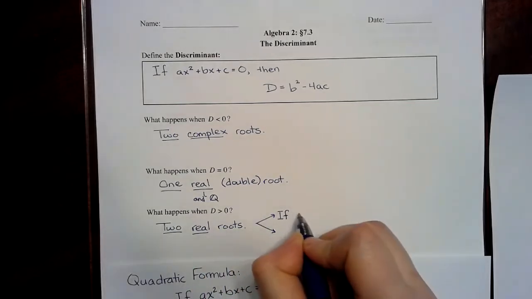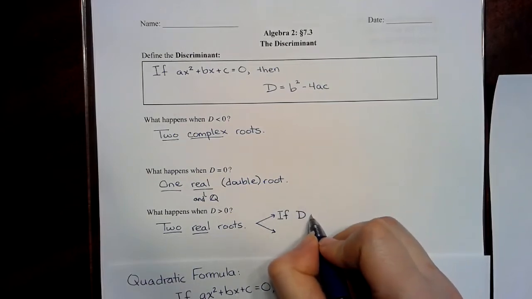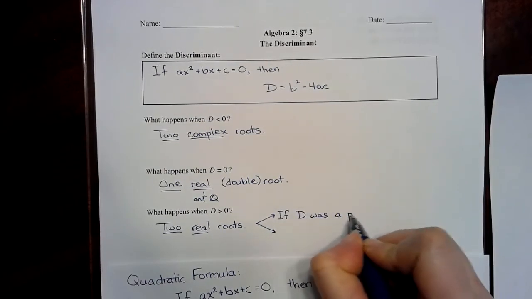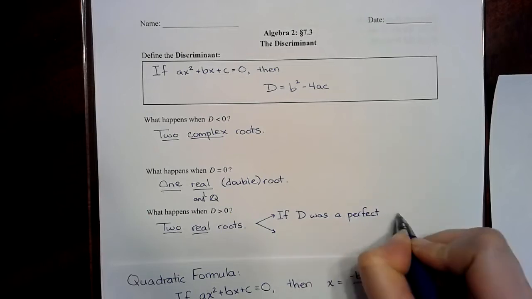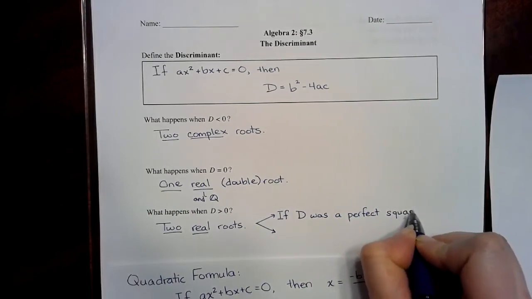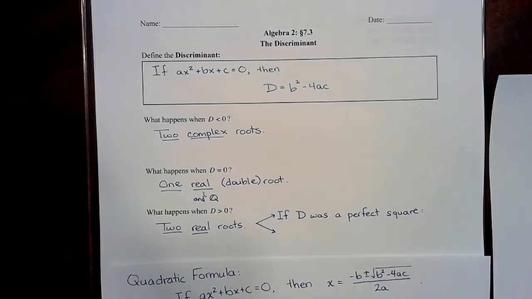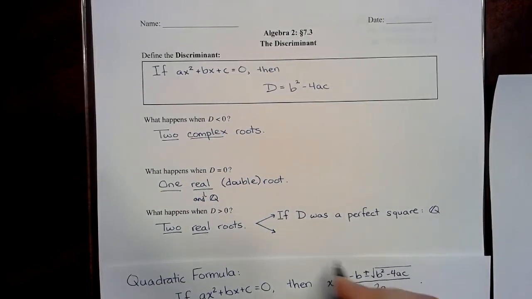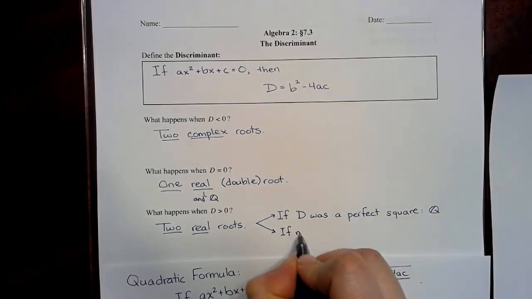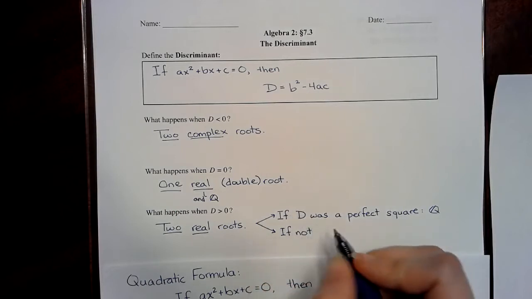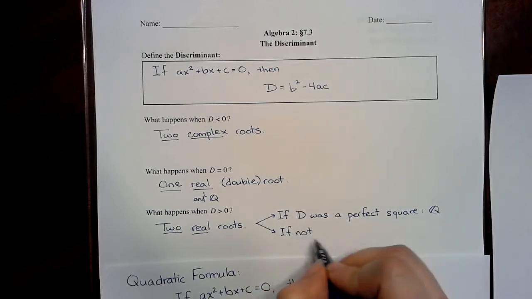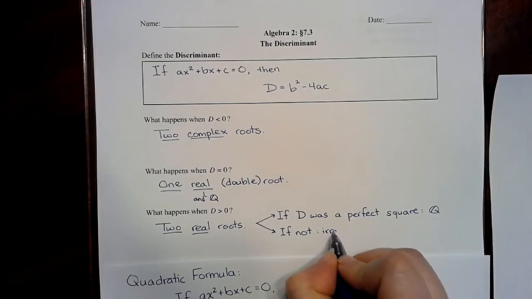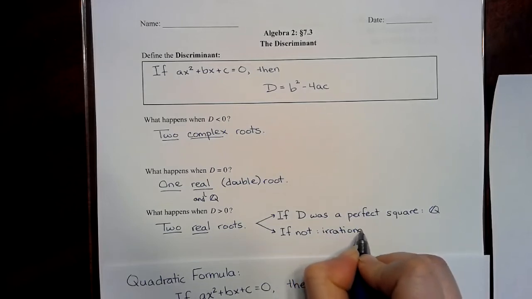There's a little bit more that we can learn. In this case, if our discriminant d was a perfect square, then the root of it will be a whole number. And now, when I do this calculation, I will get a rational answer. If this discriminant d was not a perfect square, then the two answers we get will be irrational.